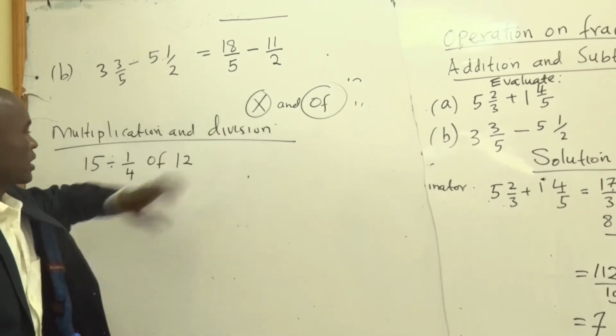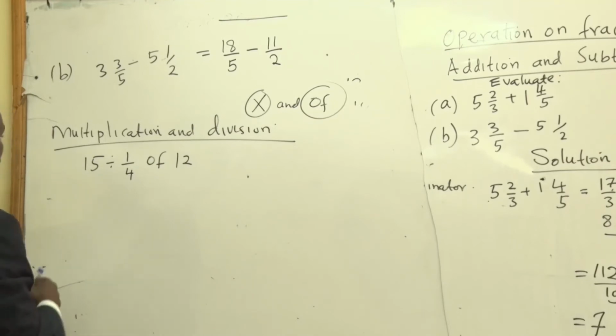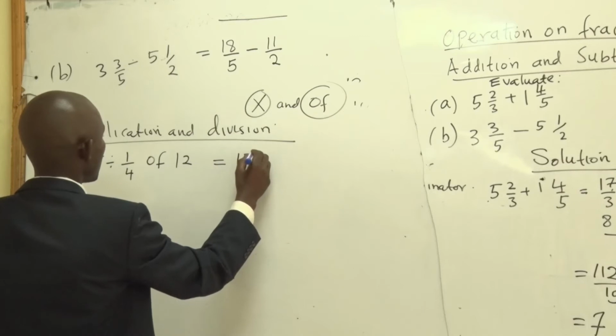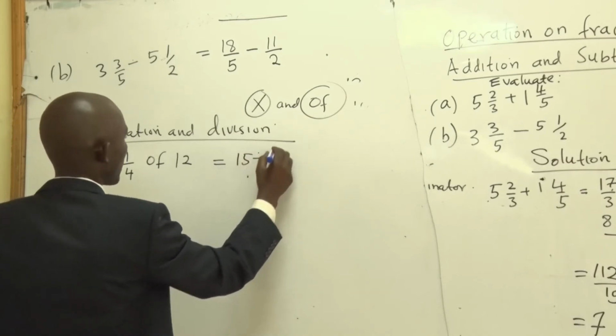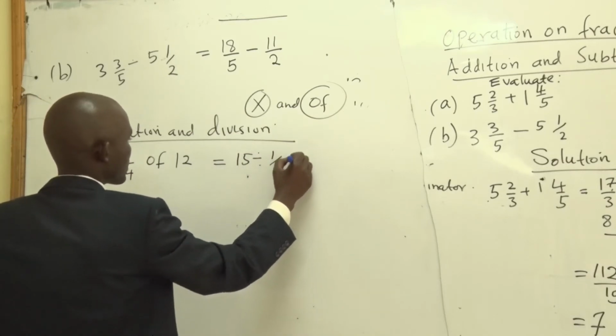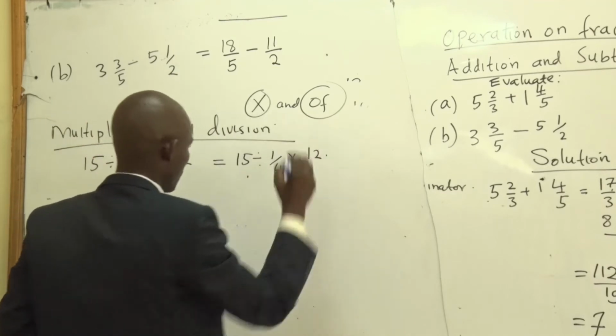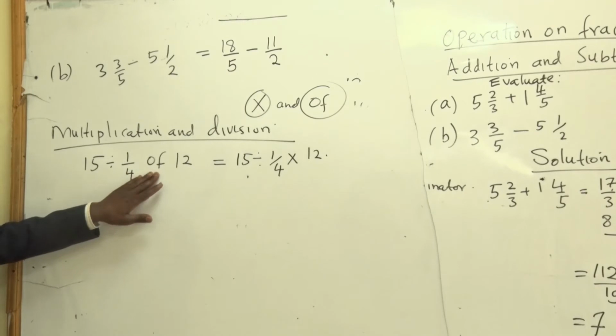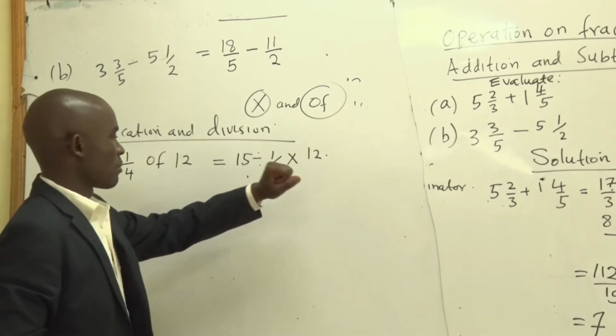If you get a multiplication, this one is the same as writing 15 divided by a quarter times 12. It is the same case. So where the word "of" is used, you can replace it with a multiplication sign.